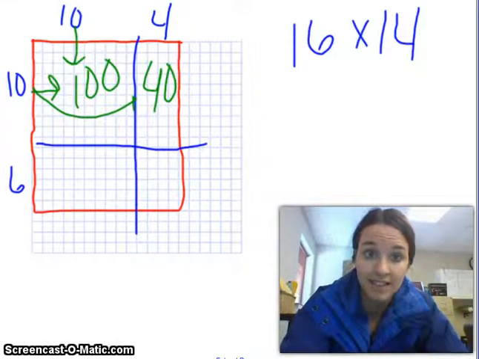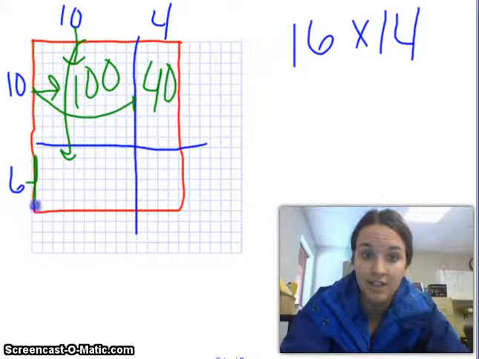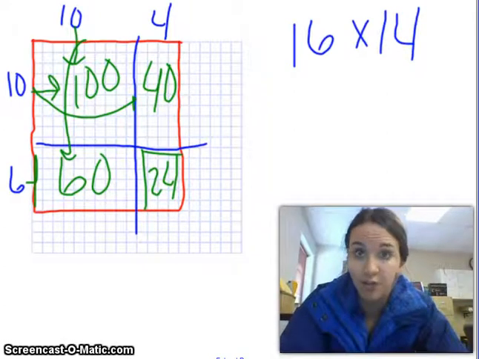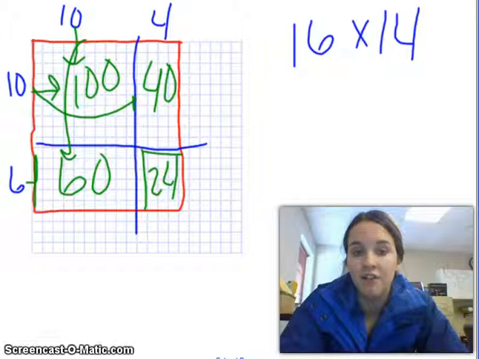Bottom left, I see that there are 10 across here, and there are 6 up and down. Well, 10 and 6 is going to give me 60. And then the bottom right portion of my array, I have 4 going across, 6 up and down. 4 and 6 I know is 24. So really what we just found were 4 partial products using our factors of 14 and 16.